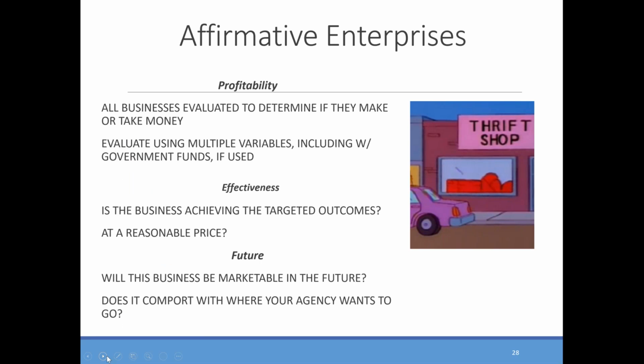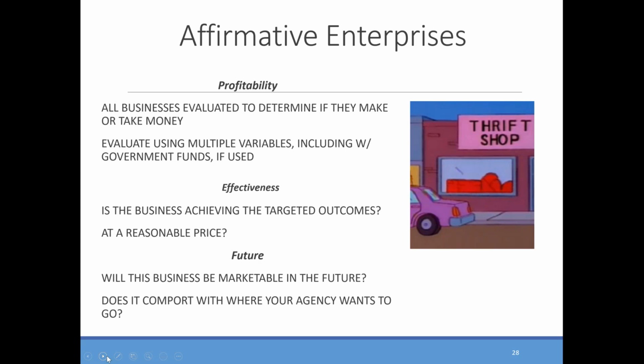And then a very important question to ask about the affirmative businesses is: is this business going to be marketable in the future, or are the skills that we are assuming people are learning within that affirmative business going to be marketable in the future? And if that's not the case, then I would certainly question why you would continue that.